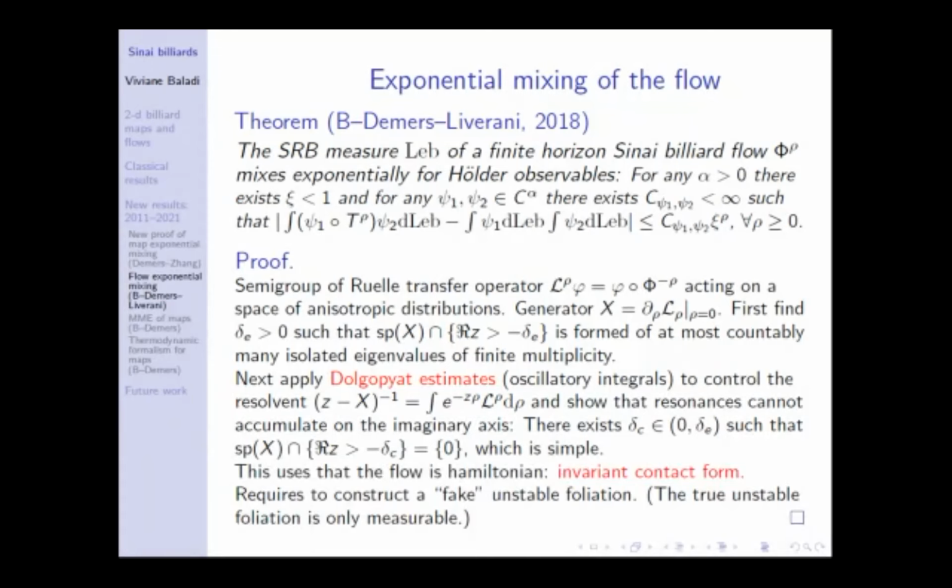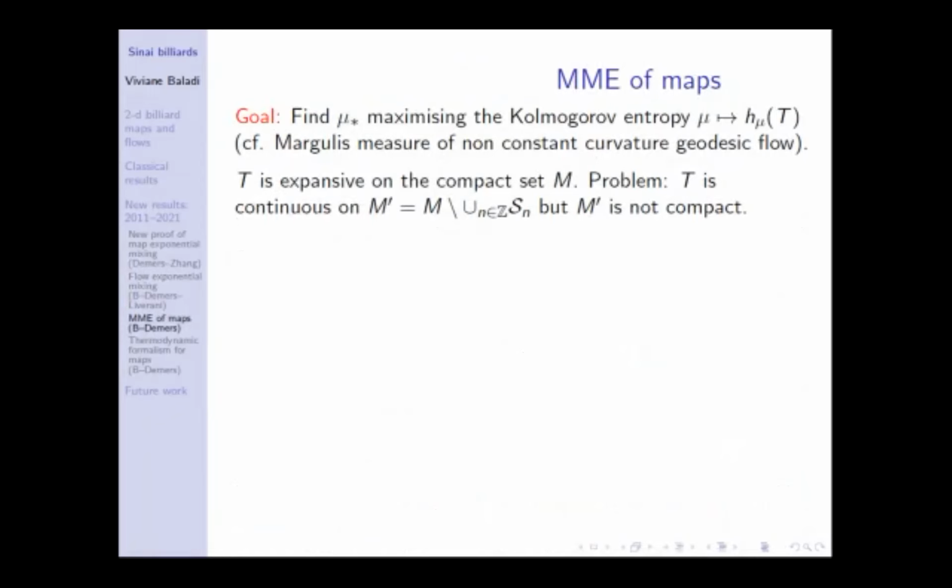And to implement this Dolgopiat estimate, basically we need to use the fact that the return time is very far from being a constant. And this, at the geometric level, follows from the fact that since the flow is Hamiltonian, there is an invariant contact form, and this gives us a kind of control we need. Okay, so that was the first result we got by exploiting this new technique.